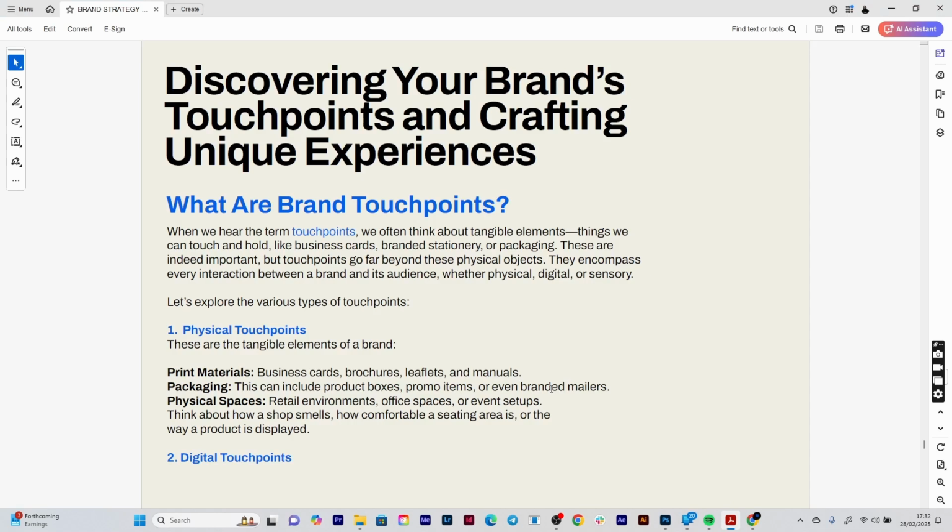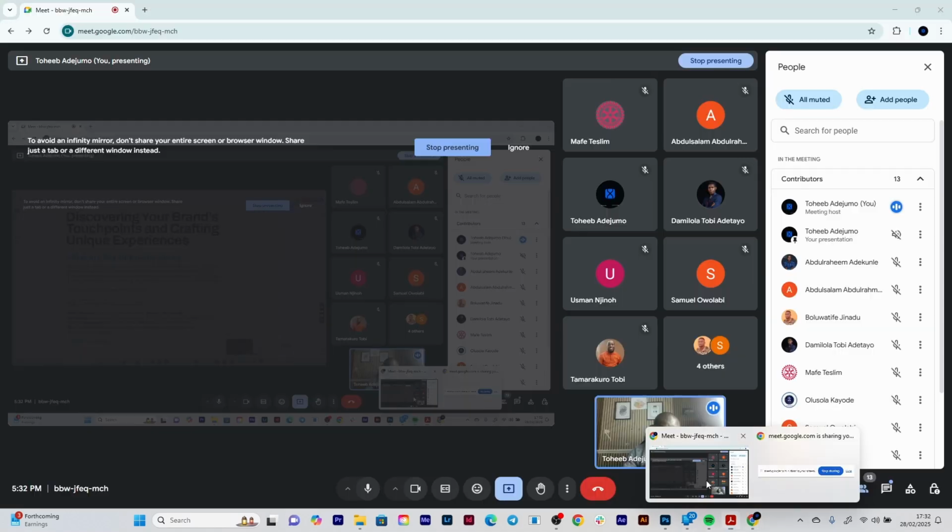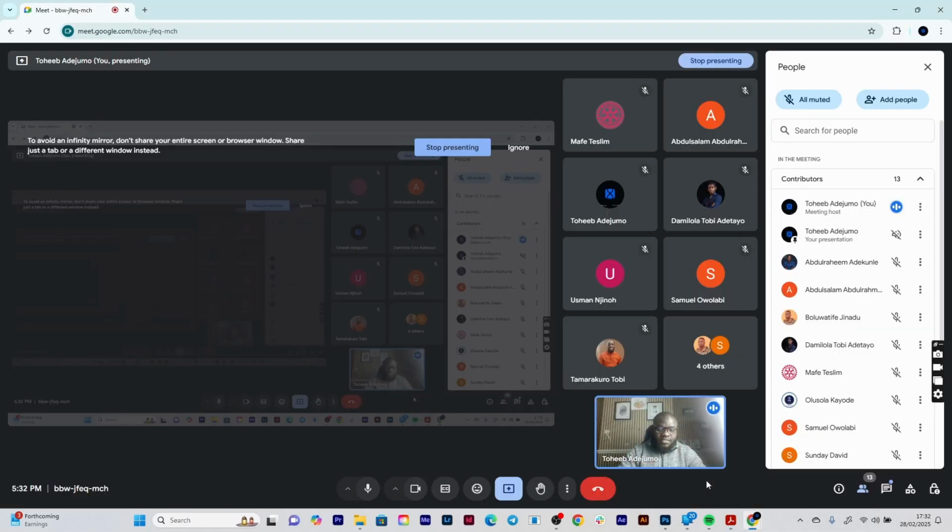What are brand touch points? When you hear the term touch points, we often think about tangible elements, things we can touch, like business cards, brand stationery, packaging, and the like. As much as all these things are important, a brand touch point goes beyond physical objects. It encompasses the interaction of people with your brand: how they interact with your brand, and how your brand interacts with them.